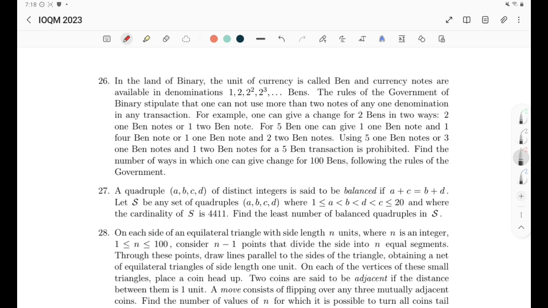The only condition here, the rule, is that we cannot in any transaction use more than 2 notes of one denomination. So we can only use at most 2 ones, 2 twos, 2 of the 2 squares. We cannot have 3 or 4. You can have 0, you can have 1, or you can have 2. Okay, and we need to find how many ways we can do 100.